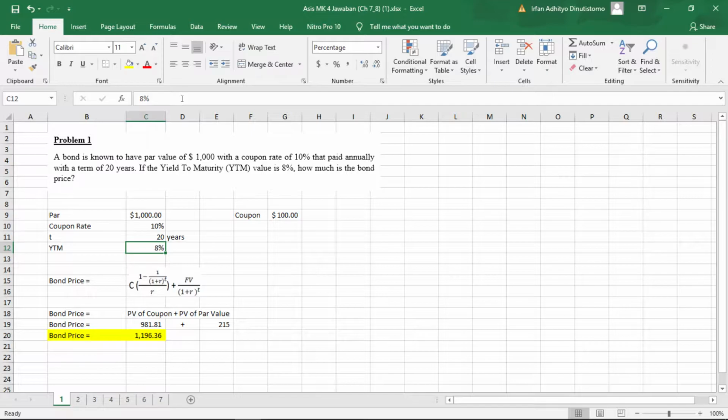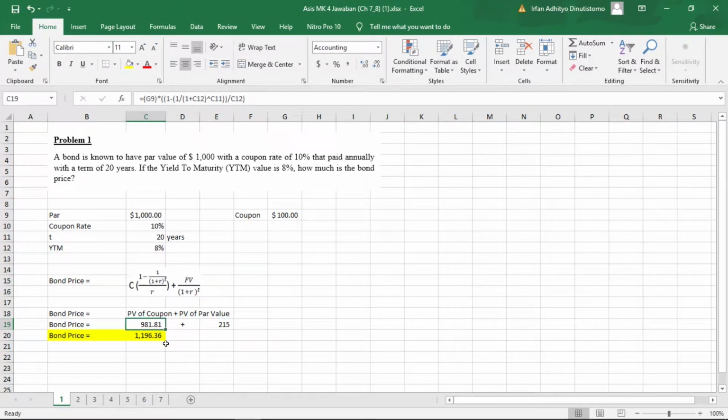Remember that whatever you're going to value, you're going to value the cash flow of the asset. A bond is an asset for you. You have a bond, that means you have an asset. You're going to value your asset using its cash flow, right? You have to calculate the present value of the cash flow, and the bond has two components of cash flow: the present value of the coupon and the present value of the par value.